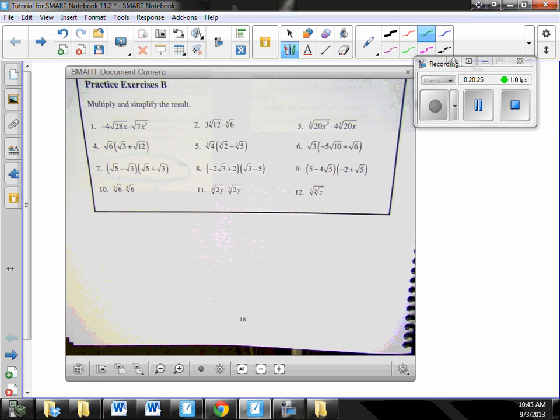So, I'm going to multiply these together. So I take negative 2 and I times it by 1. So I get negative 2 square root 3 times 3 is 9. Now I move on to the next one. How do you do negative 2 root 3 times negative 5?